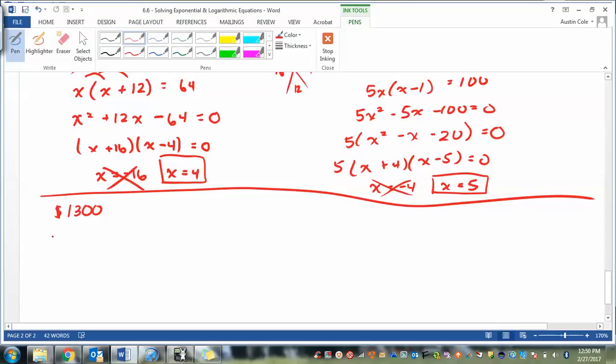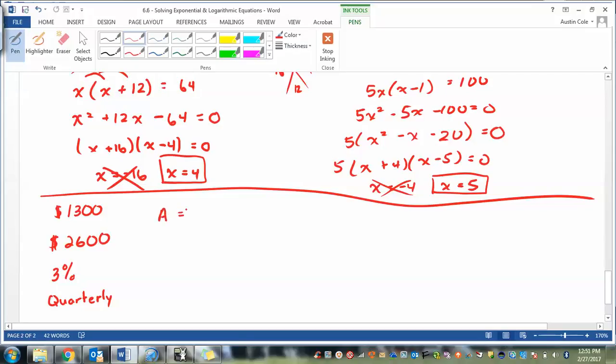So in the end, I want to have $2,600. And for this situation, let's pretend our interest rate is 3%, and this is going to compound quarterly. How long will it take to get to $2,600? Well, what's our compound interest formula?